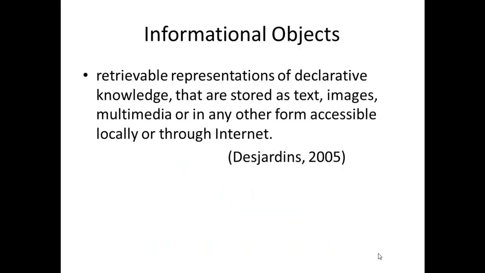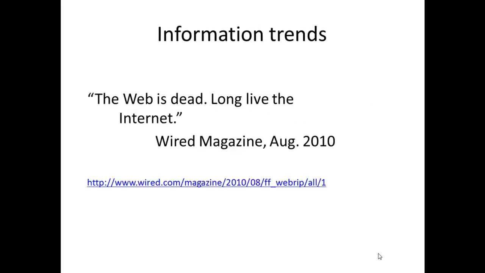Take a look. Moving from the definition of information, according to Desjardins 2005, informational objects can be viewed as retrievable representations of declarative knowledge that are stored as text, images, multimedia, or in any other form accessible locally or through the internet. In August of 2010, Wired magazine had the audacity to declare that the web is dead, long live the internet. That was a quote from Wired magazine, 2010, and you can take a look at it by following the link that's given on this slide.